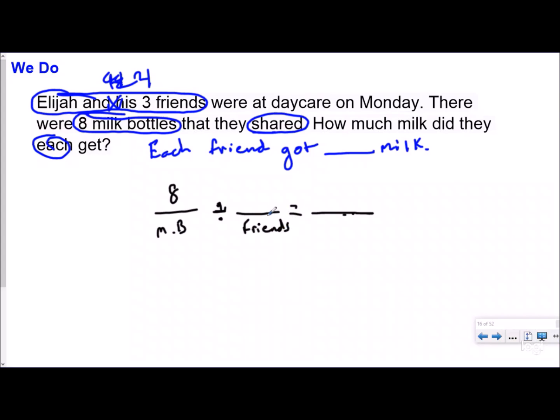And if my divisor is my friends, then my quotient should say each friend. And what number goes with friends? 4. So 8 milk bottles are being divided by 4 friends. That makes sense. I'm not a murderer. Milk bottles can be shared by friends. If you did 4 divided by 8, you're telling me that friends are being split up and put into milk bottles, which is just weird. So 8 divided by 4 is 2. So I would say that each friend got 2 milk bottles. So really this should say bottles here. Okay. So they had 8 milk bottles. They share with 4 friends. Each friend got 2. That makes a lot of sense.